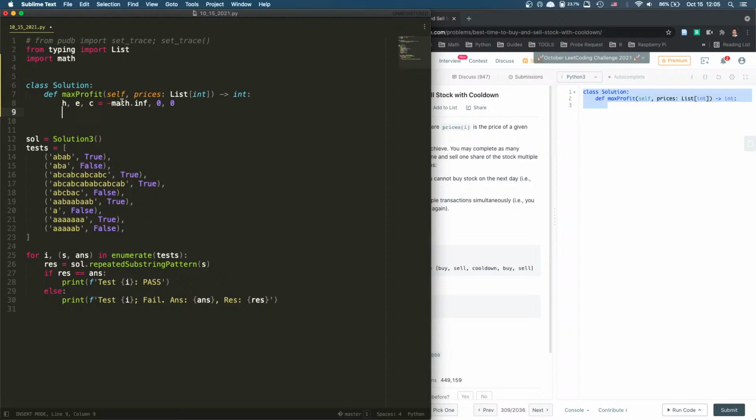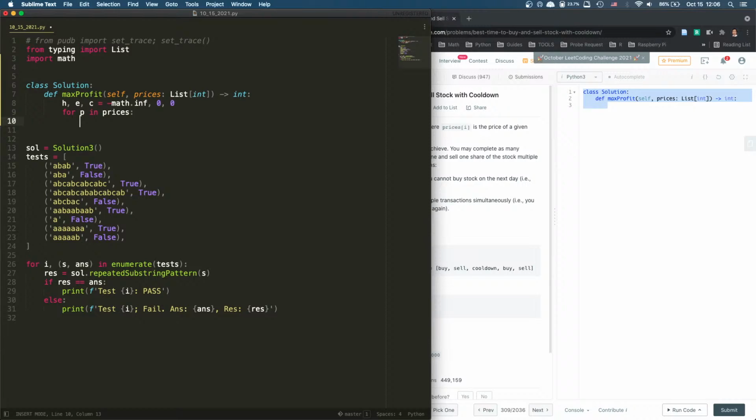Suppose when you start, the holding state is negative infinity, right? You don't have anything. You have the lowest. So therefore, it's an incentive for you to buy something, because that is a better choice compared to not buying. So we're going to say for P in prices, just for transition.